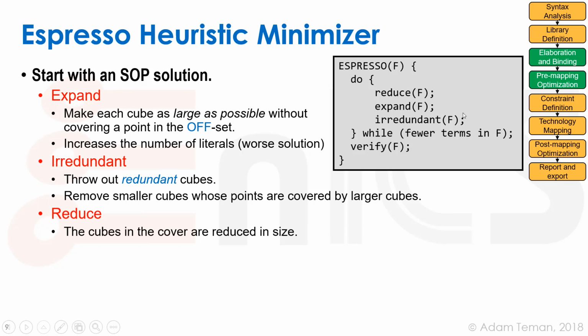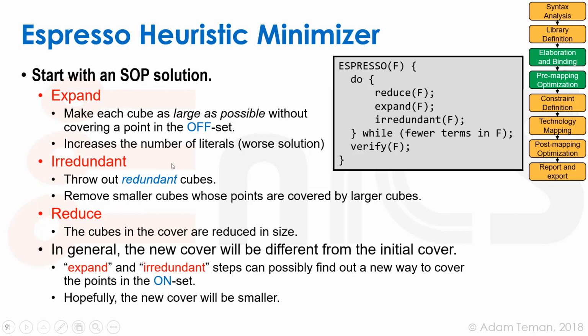And so here's some pseudocode for this algorithm. What we're gonna do is we're gonna have this do while loop. We're gonna iteratively reduce, expand, and irredundant. Keep on doing this as long as we're able to get to a better solution. We're gonna throw out solutions that are not better, and finally, at some point, we're gonna stop.